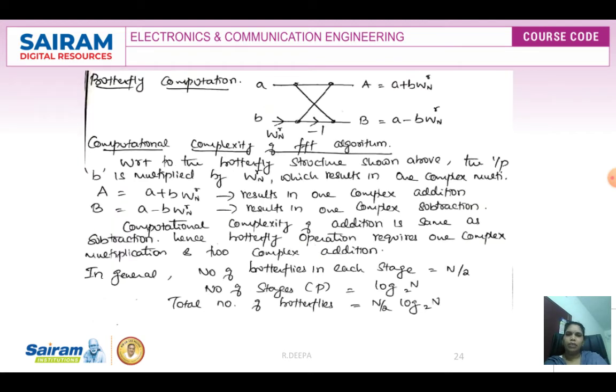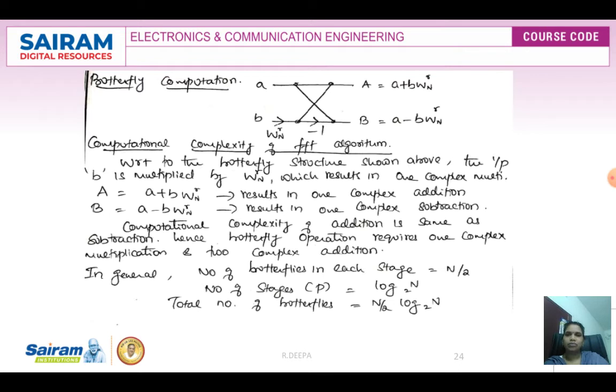And you should be aware of the butterfly computation. Each FFT algorithm has this butterfly structure, where the inputs are a and b, and the outputs are taken as capital A and capital B. In this butterfly structure, one output takes the form A plus B times W_N to the power of r, and the other output is A minus B times W_N to the power of r. So this is the basic butterfly computation of your FFT algorithm.